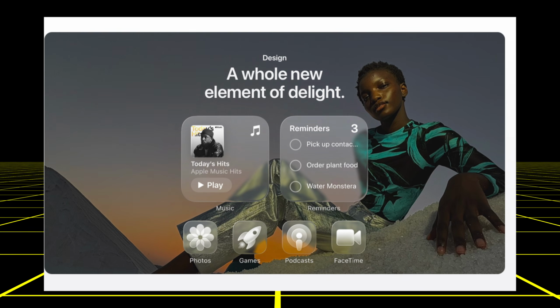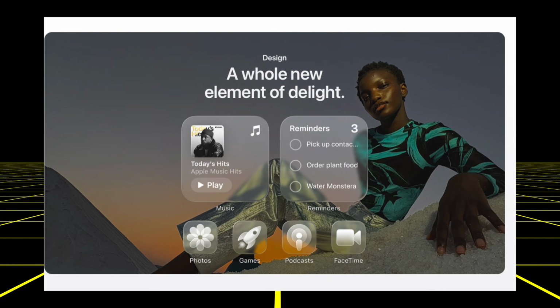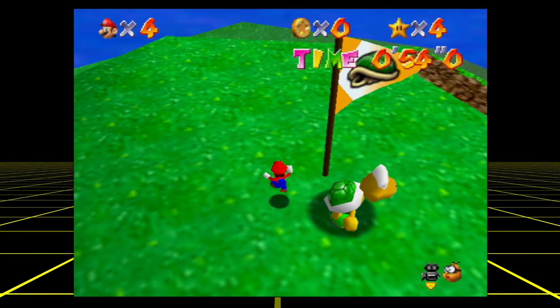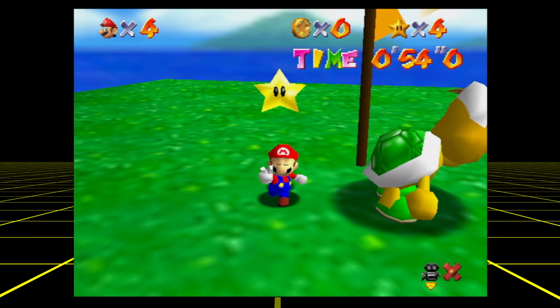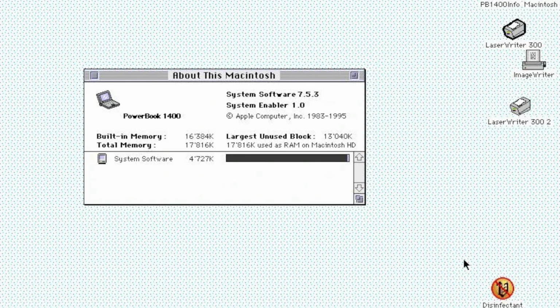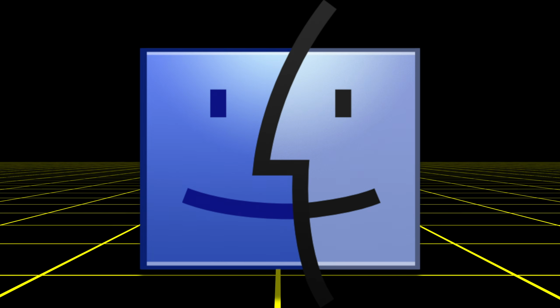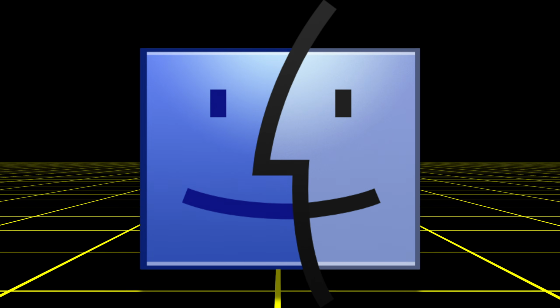Can full transparency really be called new? PNG images have been able to do this since 1996, the same year of the Nintendo 64, System 7.5.3, and the NeXT acquisition. macOS icons have been able to support full transparency since macOS 10, ironically.